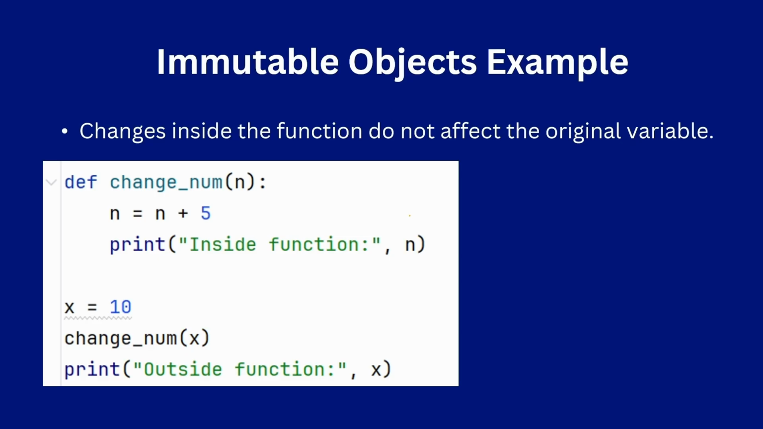Here we have the value of x equals 10. Then we are calling this function change num, and we are adding plus 5 to it. So inside the function the value of n will change to 15, but outside the function the value of x will remain 10. I'll just run it on PyCharm and show you.